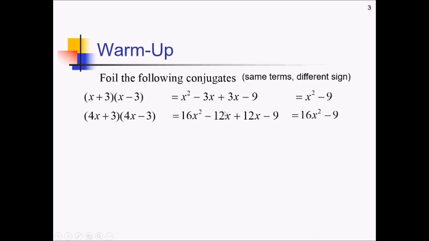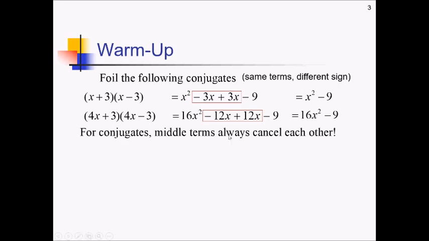Well, it looks like in both of these cases, those middle terms canceled each other out. And in fact, this is always what happens when you're multiplying conjugates together. The middle terms will always cancel each other out. So we could FOIL these out, multiply these out, and simplify every single time. But it looks like since we have this pattern, we could take a little bit of a shortcut.